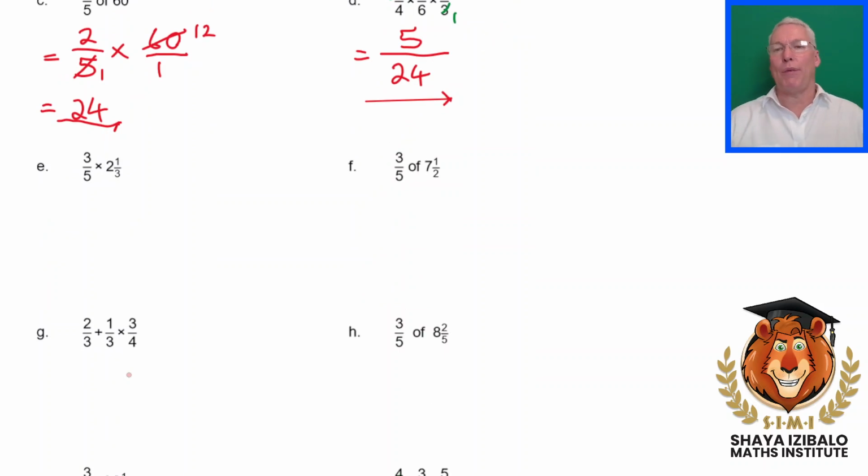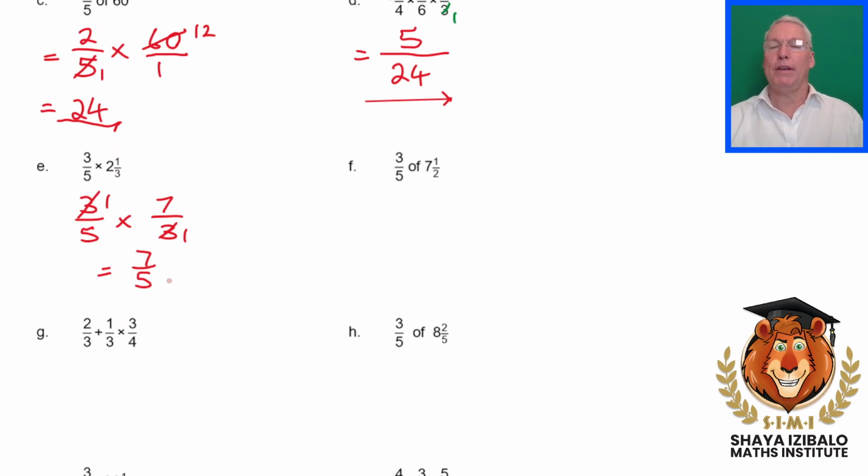3/5 times 2 and 1/3. Now we're going to be very careful here. Before we can do anything, we must change the 2 and 1/3 to 2 times 3 plus 1, 7 over 3. Right, now this is quite straightforward because the 3's can divide out and we get 7 over 5. 7 over 5 is our final answer, all right?